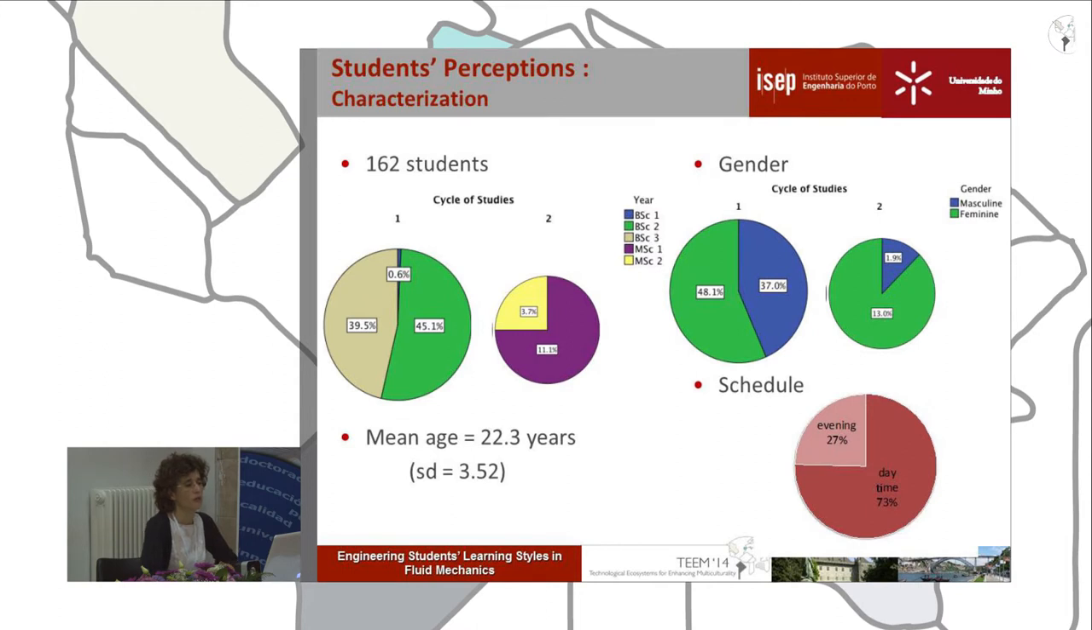Regarding gender, the majority in this course of chemical engineering is female. It's one of the engineering areas with more girls than boys. And the schedule: daytime 70% and the others from the evening time.